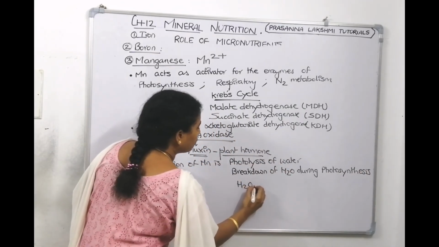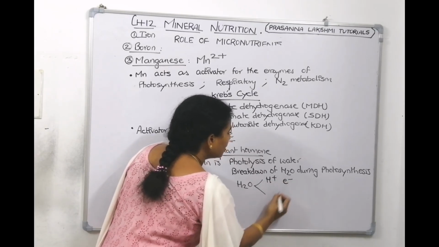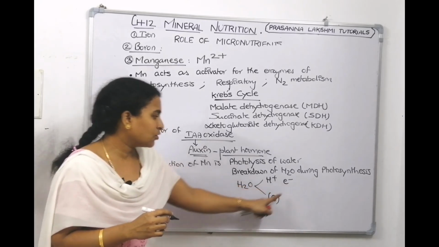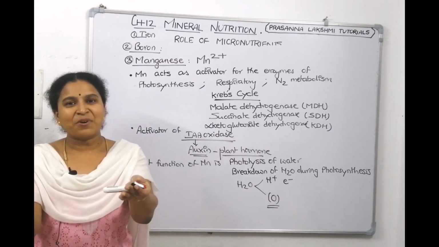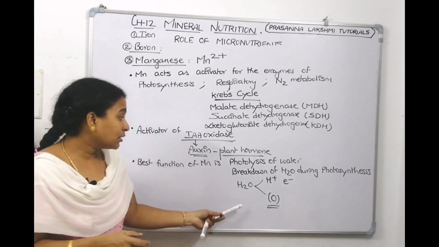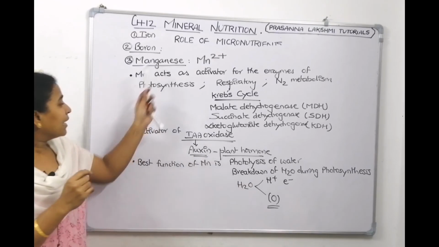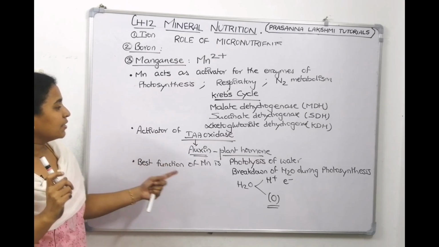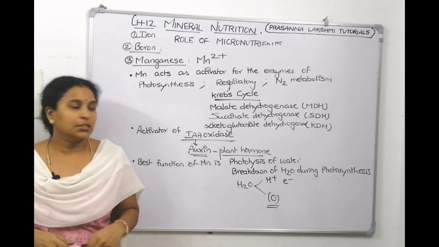Now come on, we will do it. We'll take the water molecule, we will break it. When you break water, you get hydrogens, protons, electrons and oxygen. This is the oxygen which the plant is releasing into the atmosphere. That is the oxygen which we are taking and we are surviving. So breaking water and releasing oxygen in photosynthesis is very important. Who will do it? Manganese will do it. So the best defined function of manganese is photolysis of water, breakdown of water during photosynthesis to release oxygen.